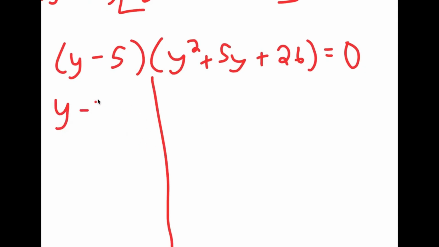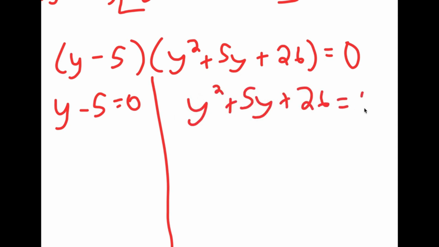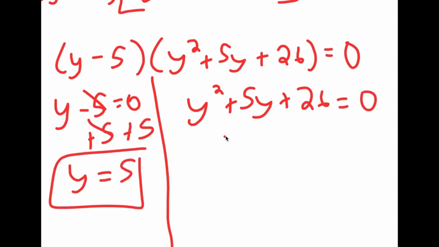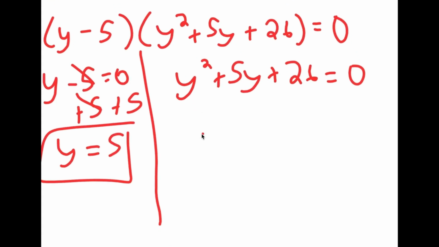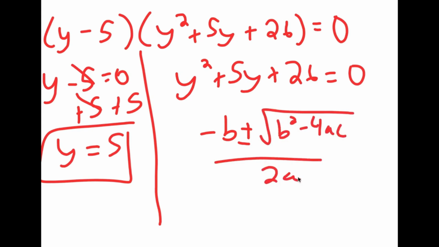I get y minus 5 is equal to 0, and I also have y squared plus 5y plus 26 is equal to 0. So for y minus 5 equals 0, this is simple. All I have to do is add 5 on both sides, and I get y equals 5. Now for y squared plus 5y plus 26 equals 0, I'm going to have to use the quadratic formula, which is negative b plus or minus the square root of b squared minus 4ac over 2a.